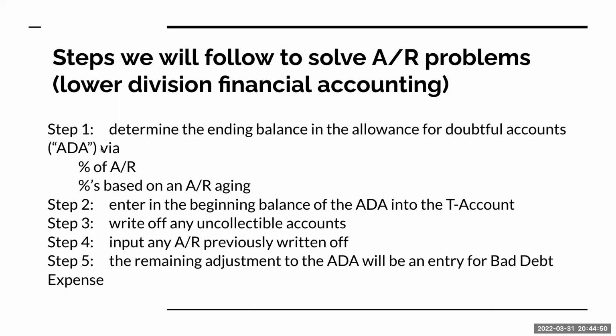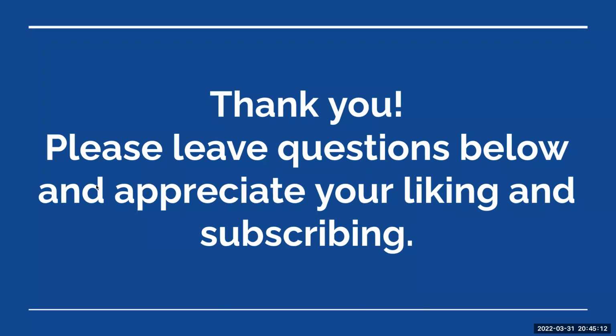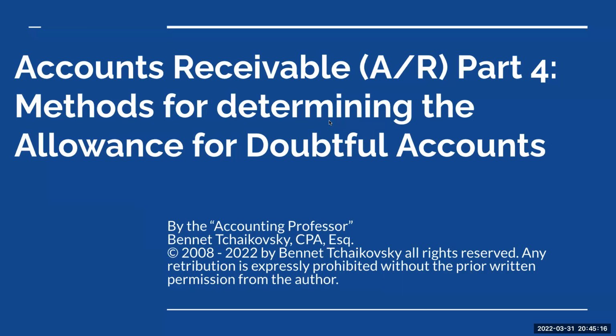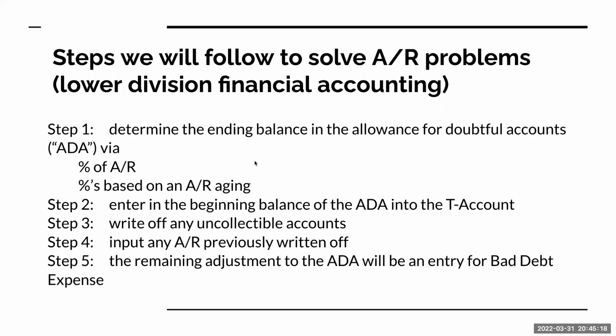So the first step we're going to do is determine the ending balance in the allowance for doubtful accounts. And there's two different ways we can do that. We can do it as a percentage of accounts receivable, and then we can also do it as a percentage of an AR aging. There's a third one, but we're not really going to be concerned with that. And that's really a percentage of credit sales.